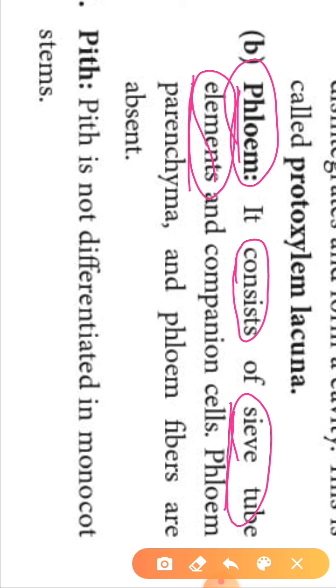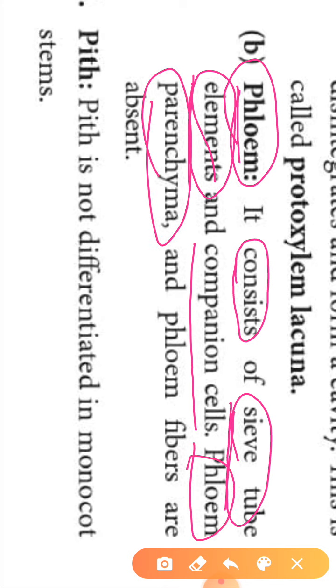And companion cells. Companion cells are living nucleated cells. Phloem parenchyma and phloem fibers are always absent in phloem.